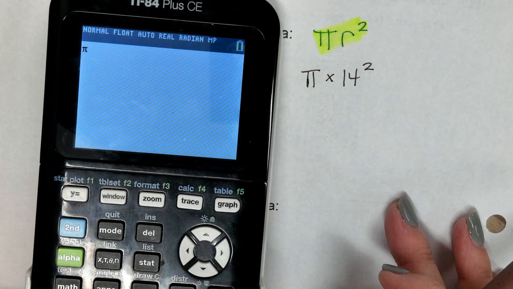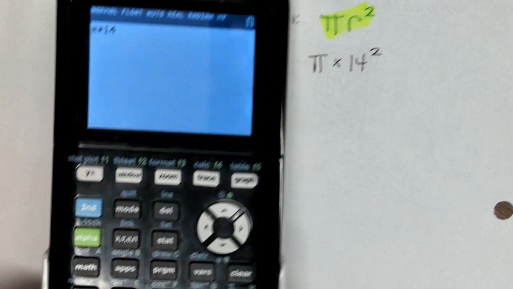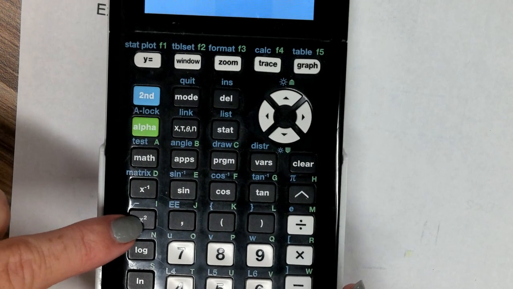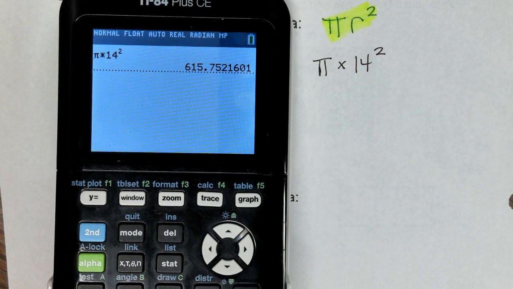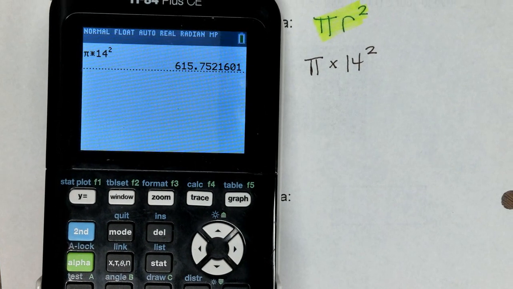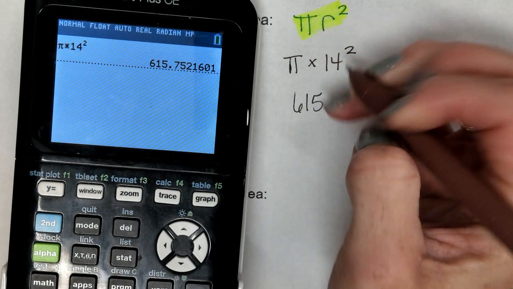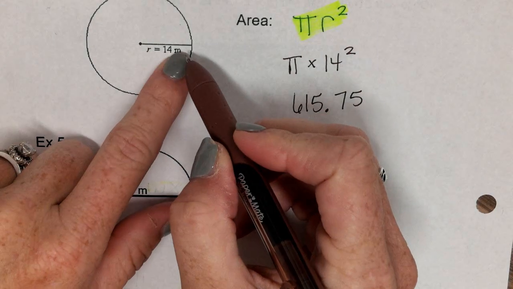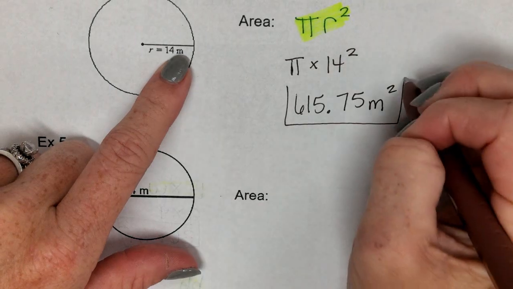Everybody push it now. And then you're going to push times 14. And then y'all know where squared is right here. Here's your shortcut for squared. And that's it. Hit enter. And that's your answer. Just round to the second decimal place. So 615.75. What's my measurement? Meters what? Squared.